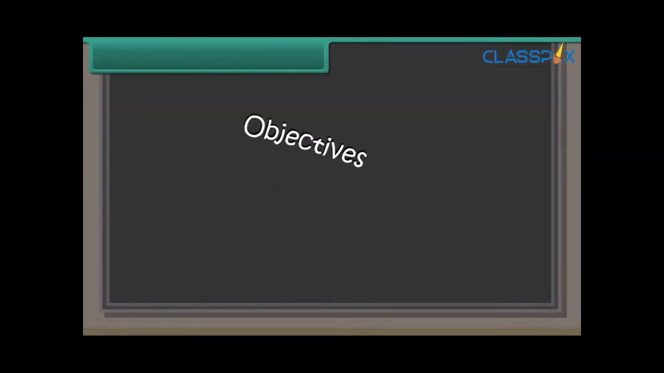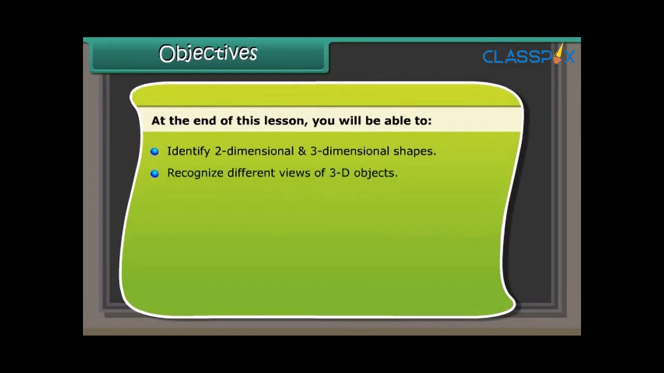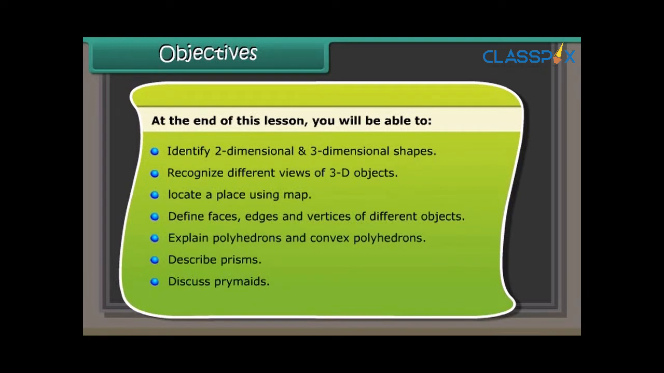Objectives. At the end of this lesson, you'll be able to identify two-dimensional and three-dimensional shapes, recognize different views of 3D objects, locate a place using map, define faces, edges and vertices of different objects, explain polyhedron and convex polyhedrons, describe prisms, discuss pyramids, apply Euler's formula.